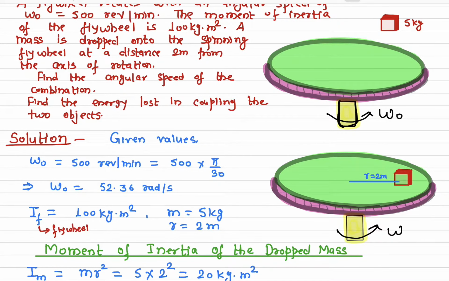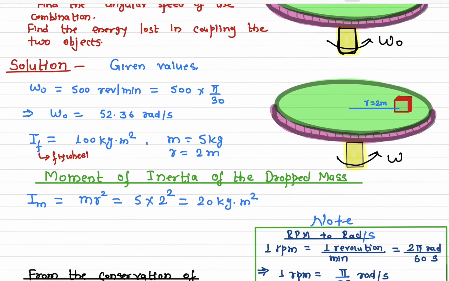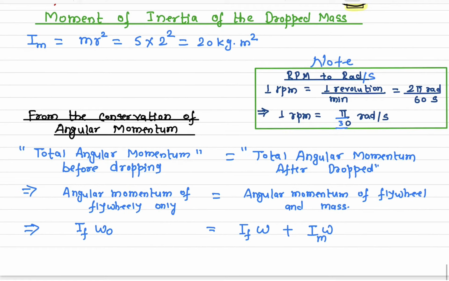But as there is no external torque acting on the system, the angular momentum of the system remains constant. What does it mean? The initial angular momentum before the mass is dropped has to be exactly equal to the angular momentum of the system after the mass is dropped. That is called the conservation of angular momentum. That's what I've written here. From the conservation of angular momentum, the total angular momentum of the system before dropping and the total angular momentum after the mass is dropped have to be exactly equal.